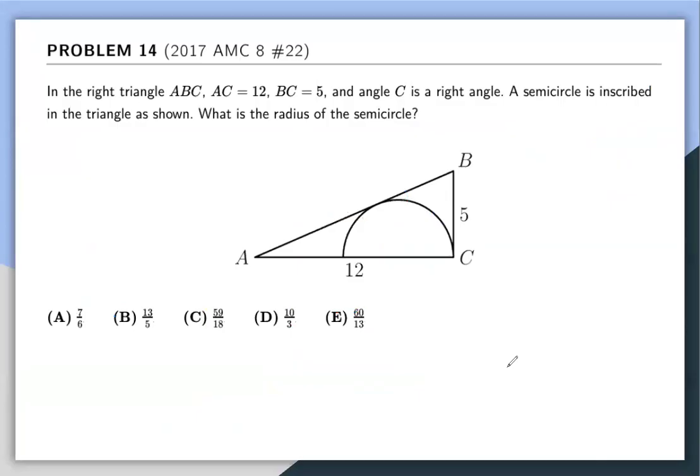It's a circle problem. Usually, we expect to see a lot of circle problems. So AC is 12 and BC is 5. C is a right angle. So we have a half circle inside, and we want to find the radius of this figure. Okay, we can try a couple of ways.